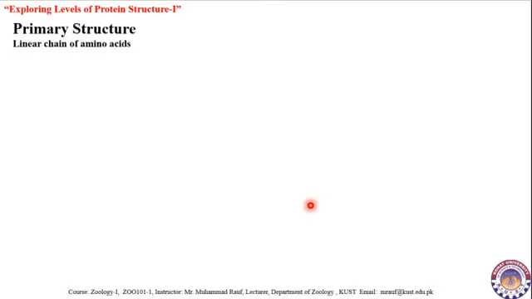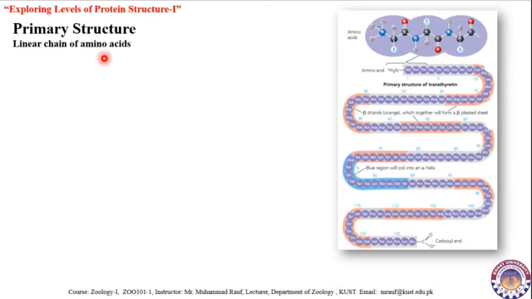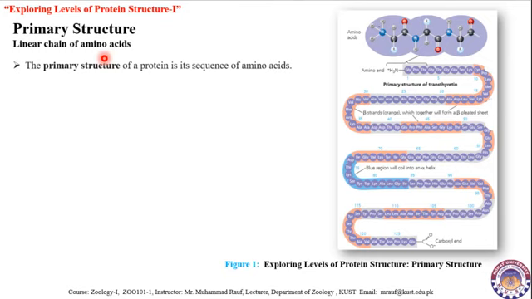First, the primary structure. Primary structure is a linear chain of amino acids. Amino acids are connected to each other with the help of peptide bonds. A peptide bond is a covalent bond, and it takes place between the amino group of one amino acid and the carboxyl group of another amino acid. So the primary structure of a protein is its sequence of amino acids.